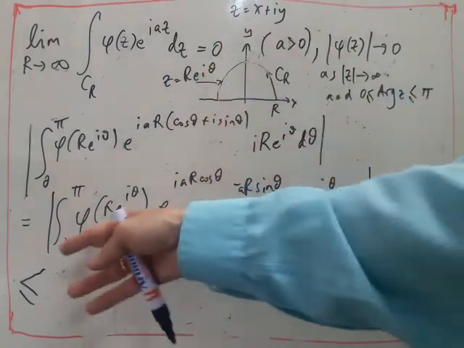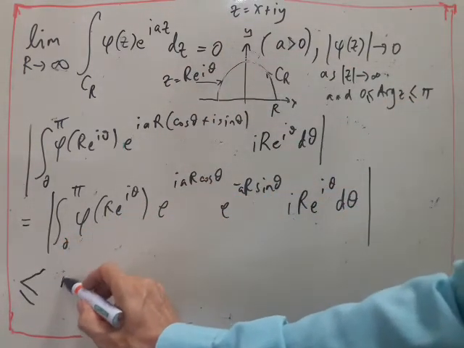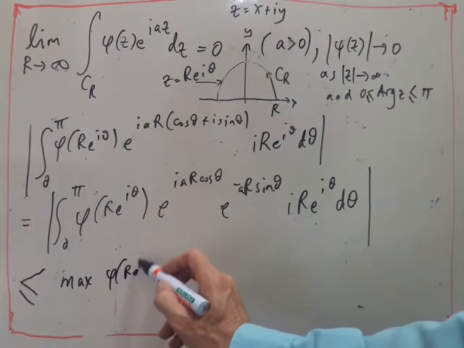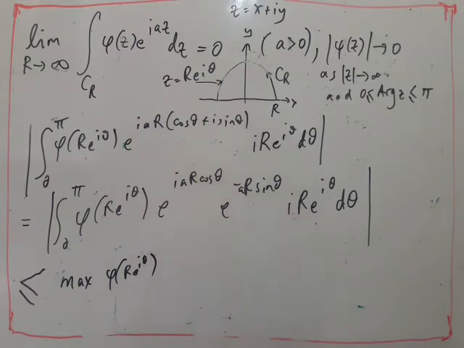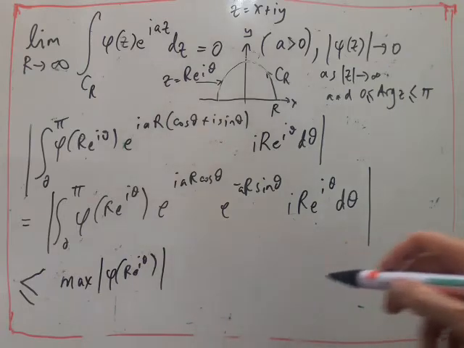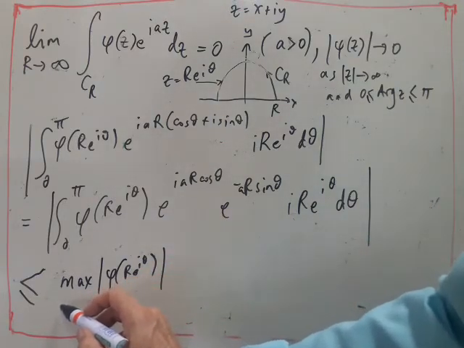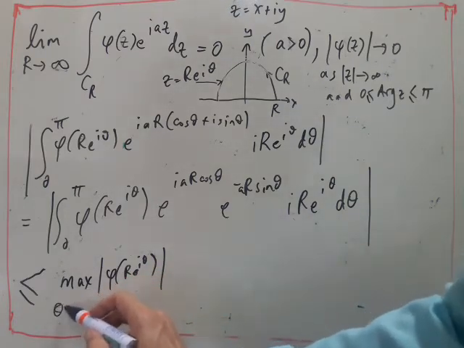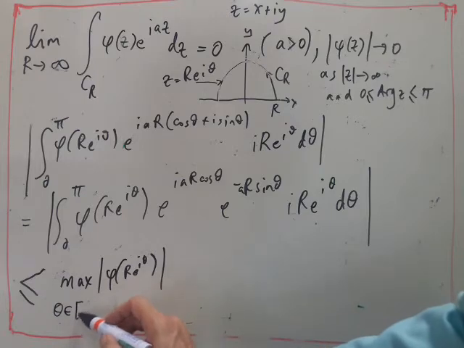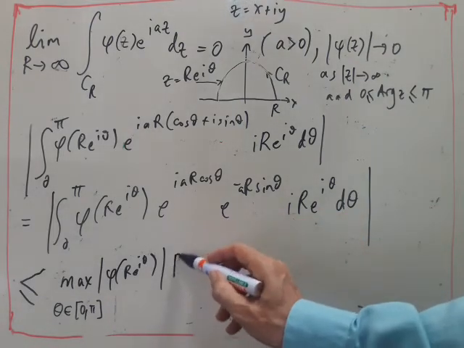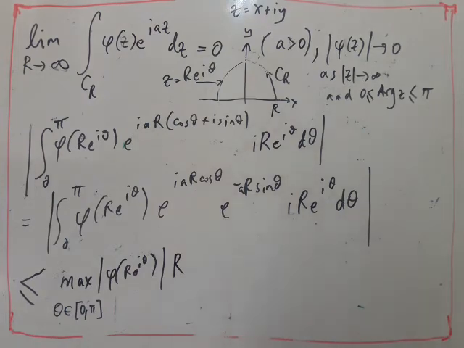So I just take out that as a constant factor. It's the maximum value of the modulus of phi of r e^(iθ), for all angles θ. The maximum, if I check all angles θ between 0 and π. So I can take out that constant factor, and I can take out this r, which has nothing to do with θ.